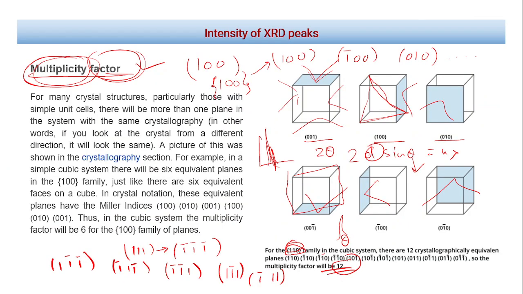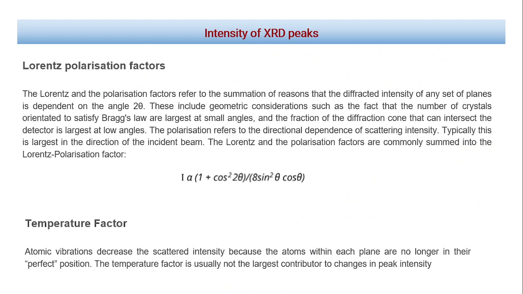The next factor is, usually we don't need to bother much. These are the Lorentz and polarization factor and the temperature factor. So the Lorentz and polarization factor, they refer to the summation. This is the formula. Okay, this here is actually the intensity of the peak, which is proportional to this formula. So here you can see it depends on the 2 theta.